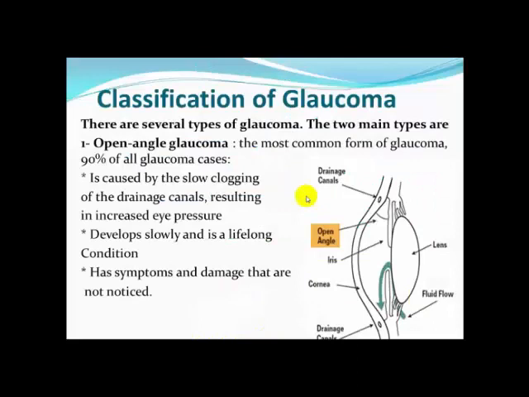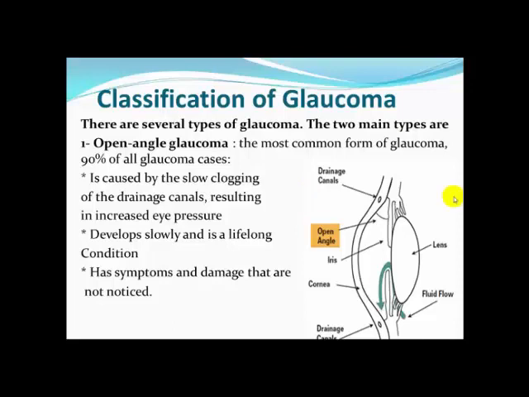Classification of glaucoma. There are several types of glaucoma, but the two main types are open angle glaucoma and angle closure glaucoma. Number 1, open angle glaucoma, the most common form of glaucoma, accounts for 90% of all glaucoma cases.